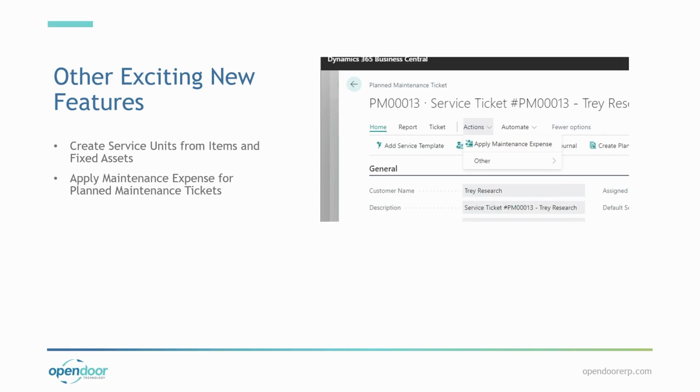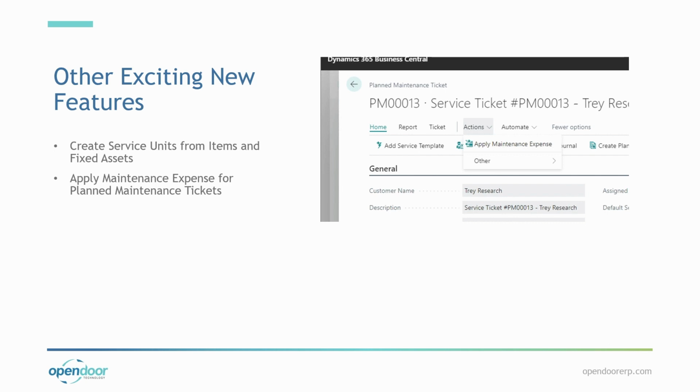So those are the big features we wanted to demonstrate to you today. But of course, we have a couple other exciting features coming in this update. Notably, we've added a new way to create service units. You can now create them from items and fixed assets by using them as a template. So if you happen to have any items or fixed assets already in your inventory, you can now use them as a template to create a service unit without having to do so manually by hand.